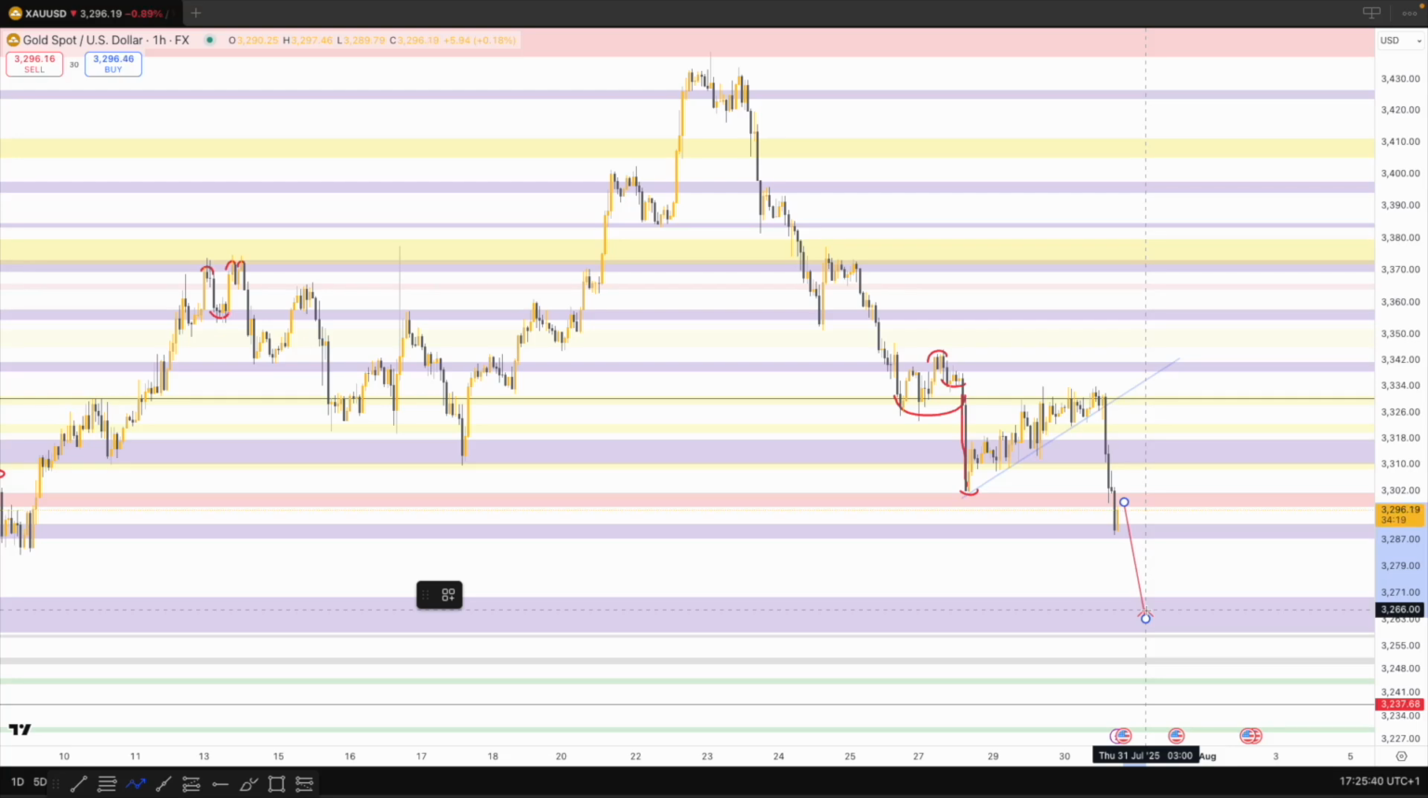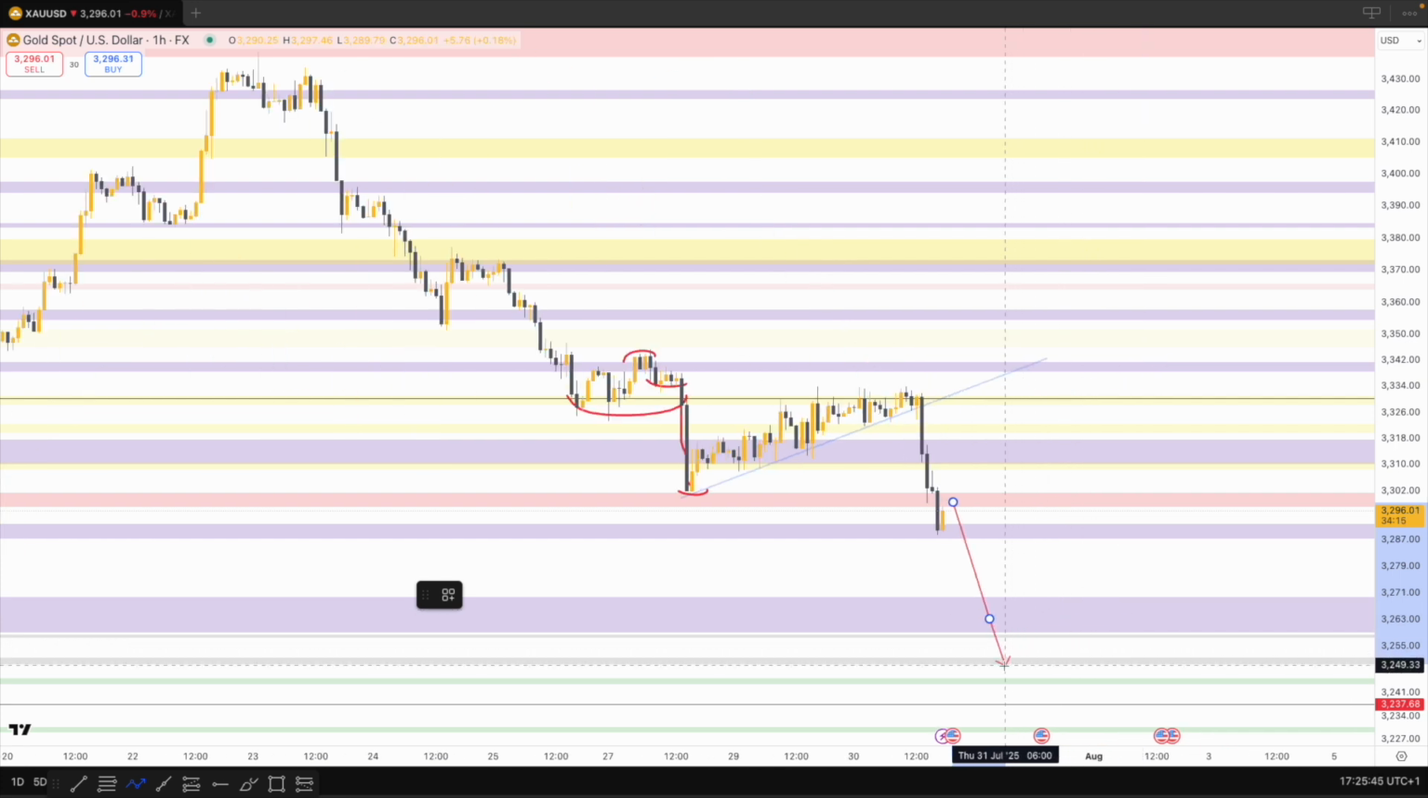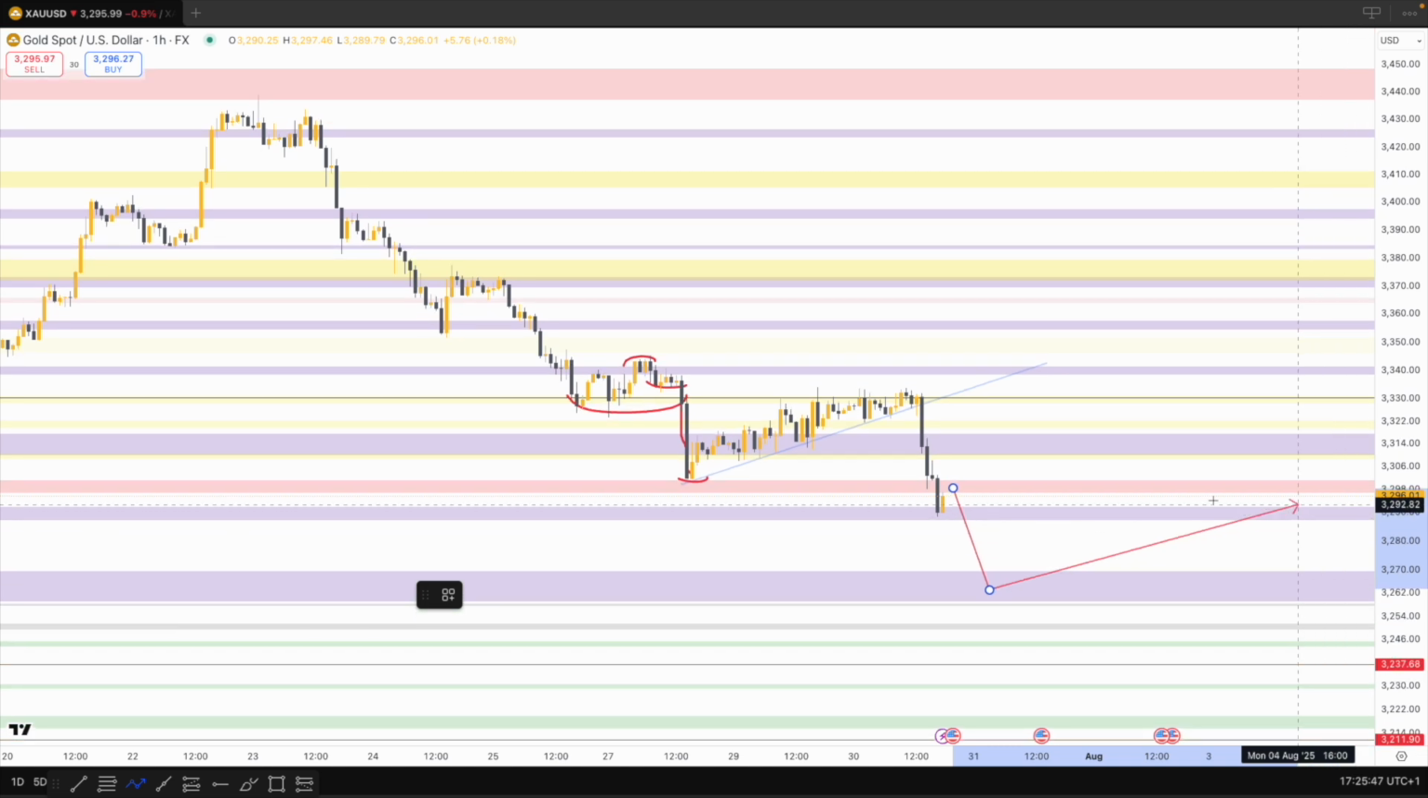So as it goes for a midweek technical analysis, that is pretty much all we can go over. I know it's short, but there's no point waffling on about too much information that's unnecessary. So if we are to see bearish momentum continue and this support of 3,290 broken, we're then going to be looking for the level of 3,263 as a secondary support level.